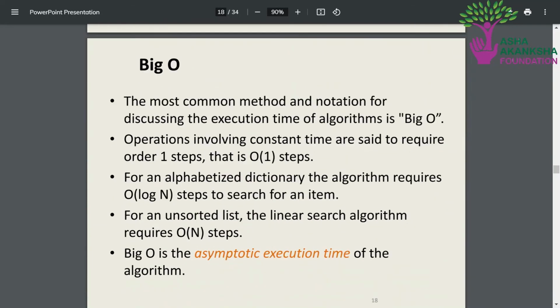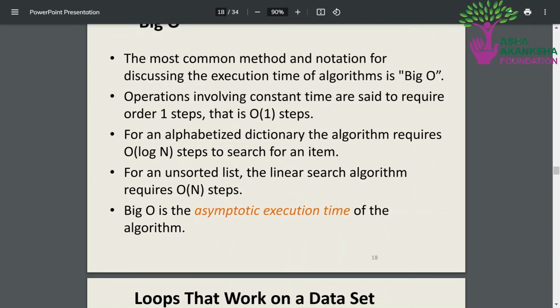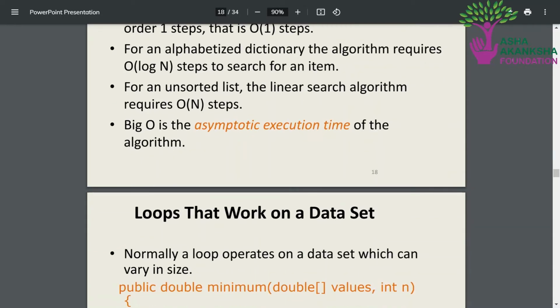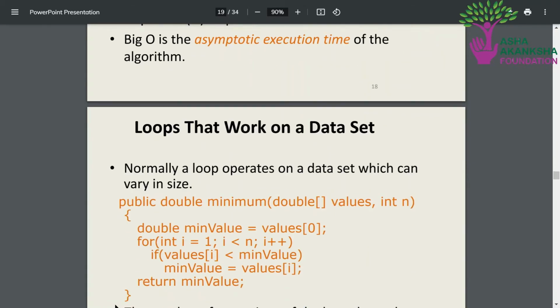So this is for big O. It is the most common method and notation for discussing, or you can say expressing, the execution time of an algorithm. Operations which have constant time complexity are represented by order of 1. For a dictionary, the algorithm requires order of log n steps to search for an item. For an unsorted list, the linear search algorithm requires order of n steps. Big O is the expression of the asymptotic execution time of the algorithm.